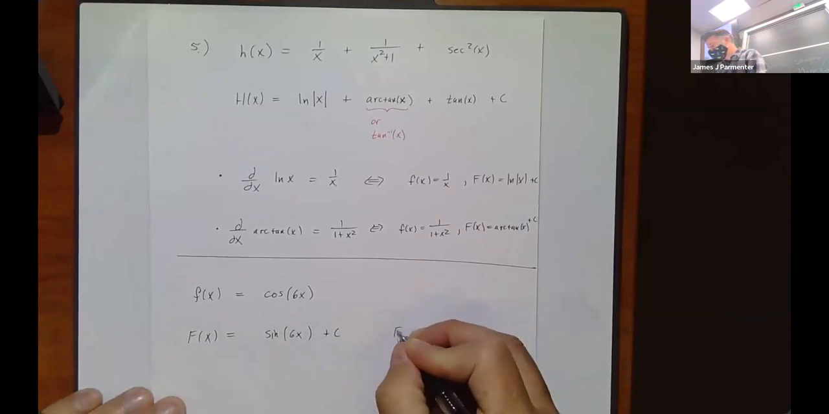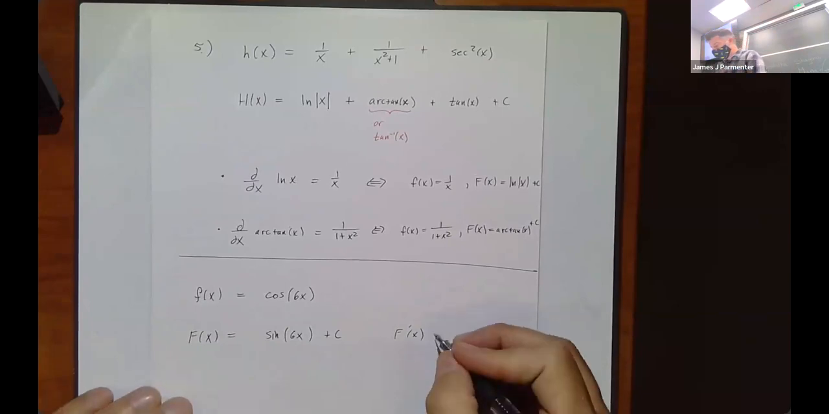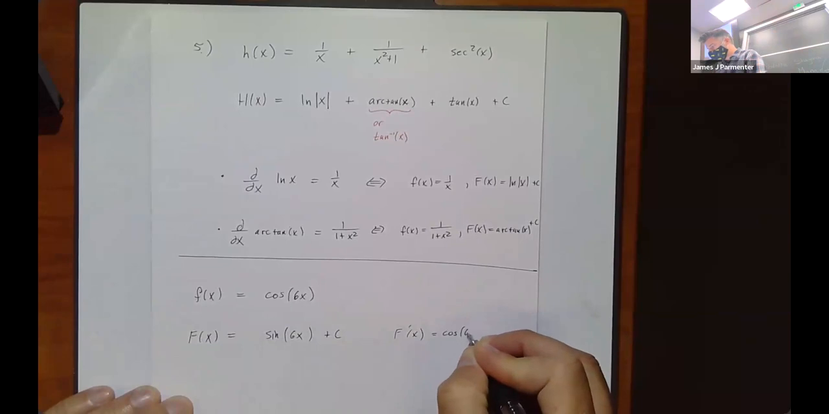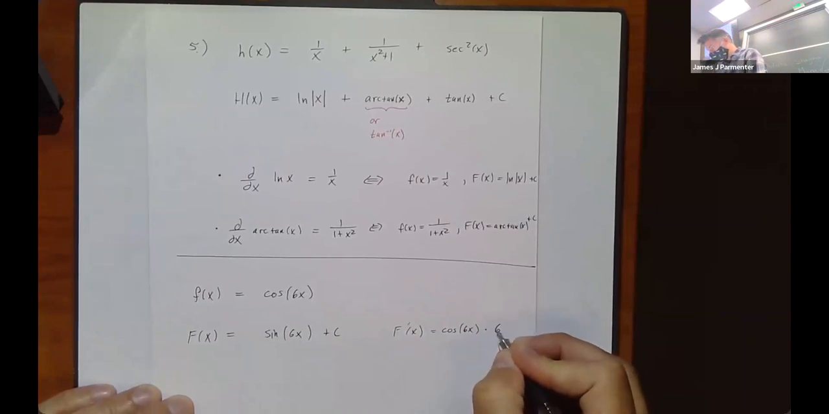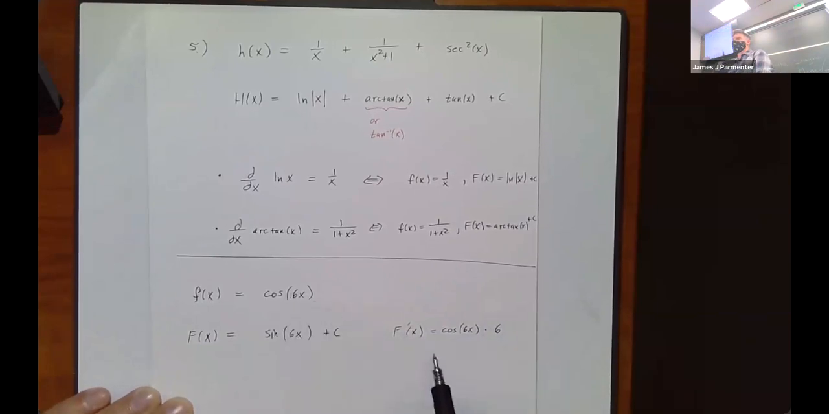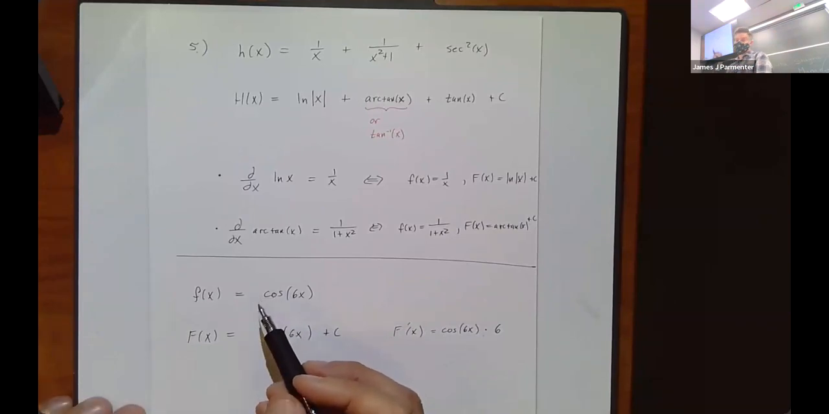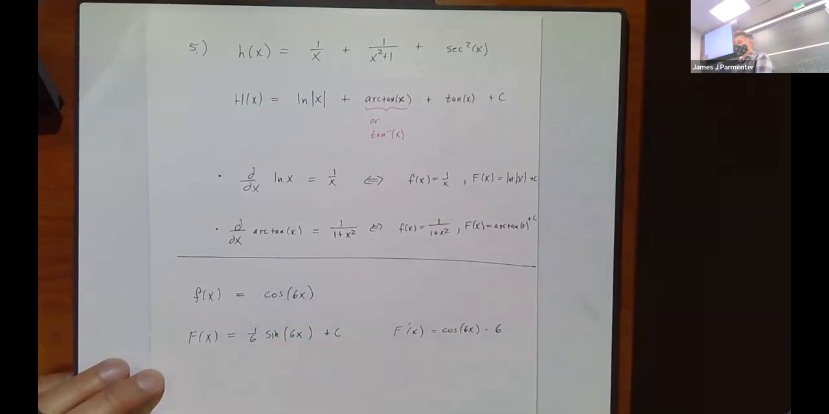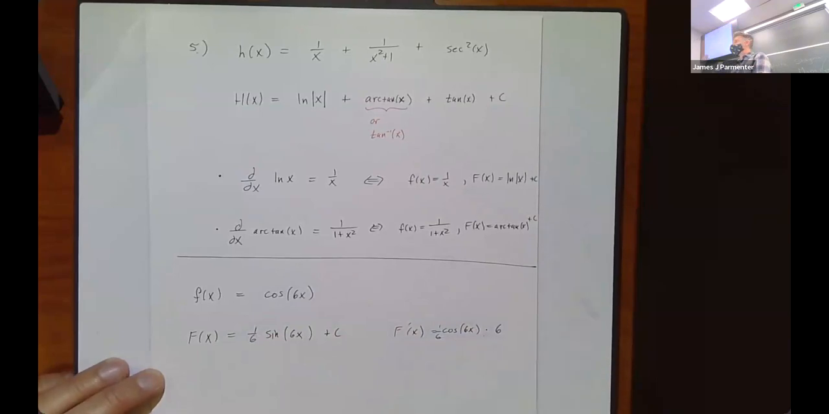If we take the derivative here, and I use the chain rule, the derivative of sine of some stuff is cosine of the stuff, but then what would I have to multiply by? The derivative of the inside, which is 6. But I don't have a 6 there. So how do I account for multiplying by 6? By dividing by 6. If I do that, then things work out perfectly.